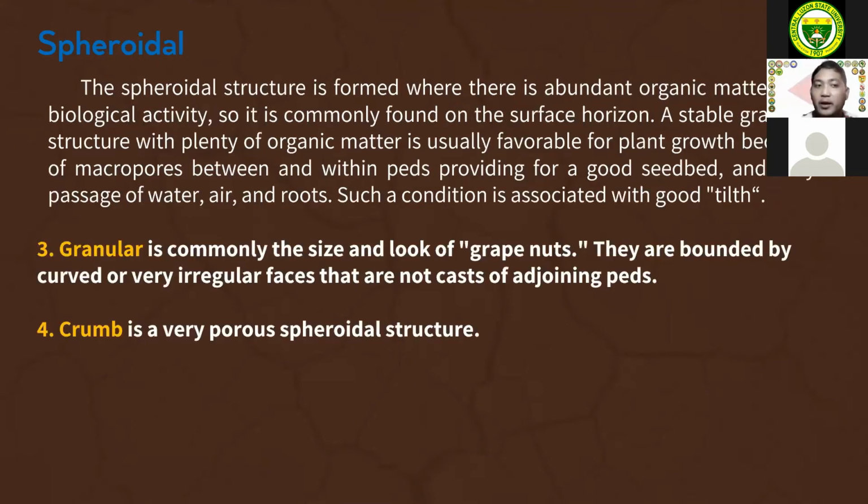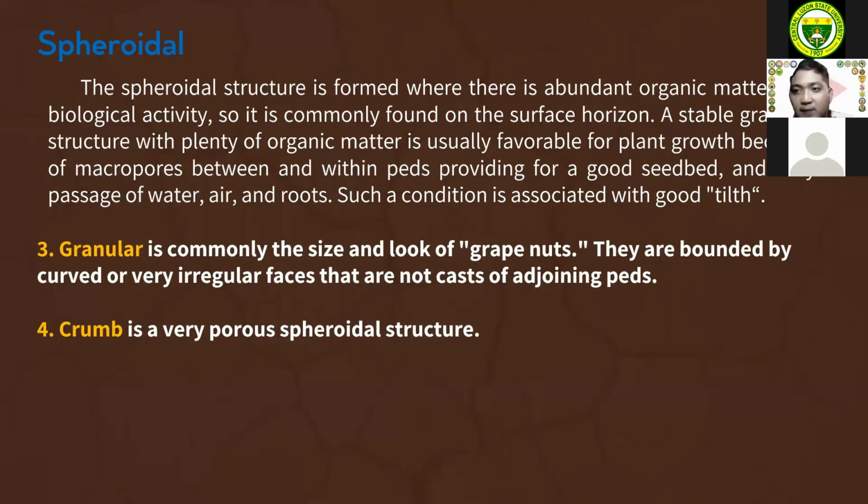So, the spheroidal structure is formed where there is abundant organic matter and biological activity. So, it is commonly found on the surface horizon. A stable, granular structure with plenty of organic matter is usually favorable for plant growth because of macropores between and within Peds, providing for a good seedbed and easy passage of water, air, and roots. Such a condition is associated with good tilth. So, one of the best soil structures that we can have in soil is what we call the spheroidal.